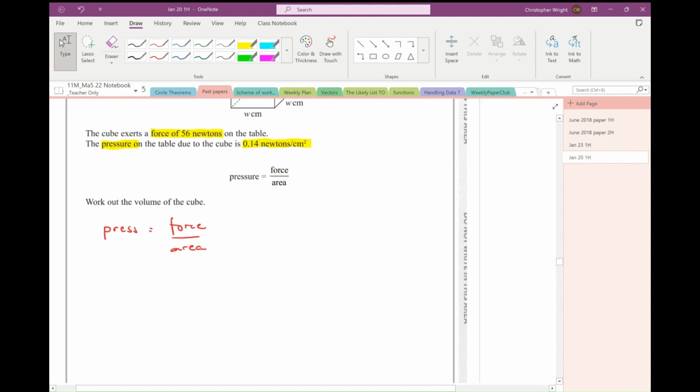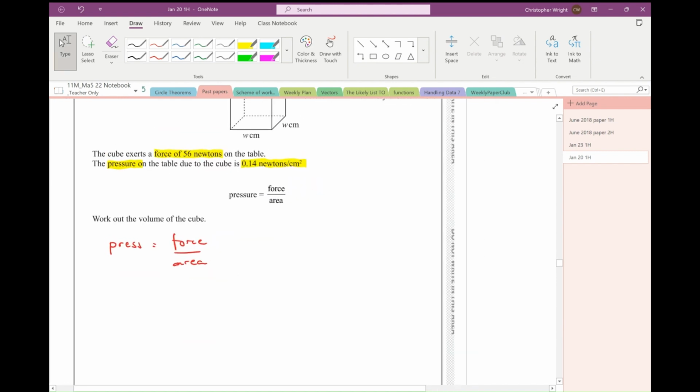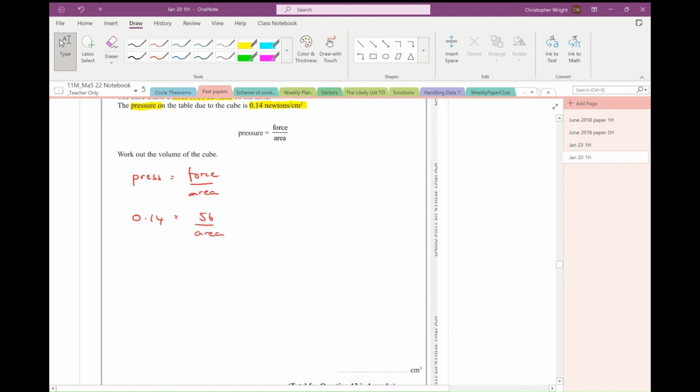Well, if you're not sure what to do, you've got a formula there. So let's put in the numbers we know. So the pressure, 0.14, is the force, 56, divided by the area. I wish I knew that area. Well, of course, you can work out the area from this equation here, can't you?